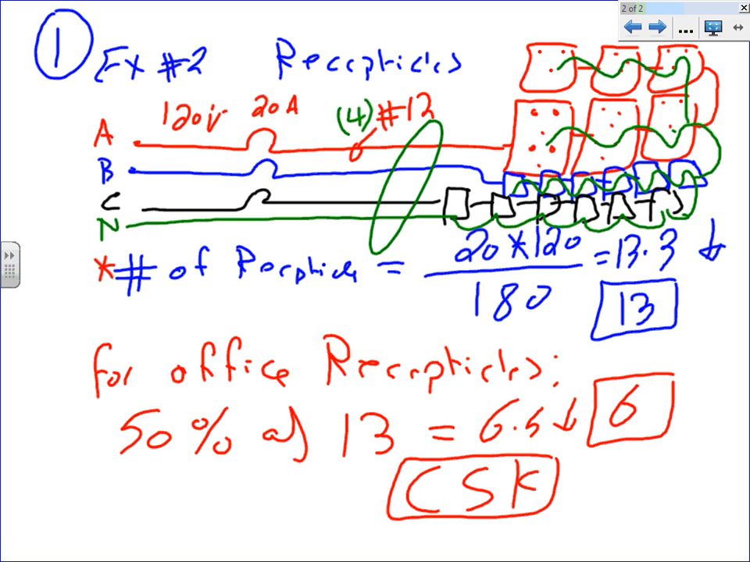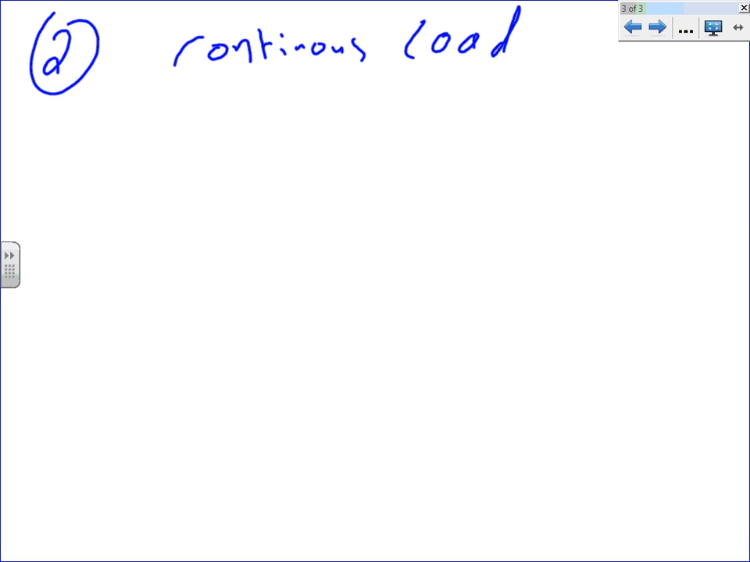Okay, so that's basically the non-continuous load. Let me just give you an example of continuous load, guys. This is number 2. Continuous load. A very good example is lighting. Lighting, and other machines, and motors and all this good stuff. We're going to get into the motors, but machines, lighting and machines.